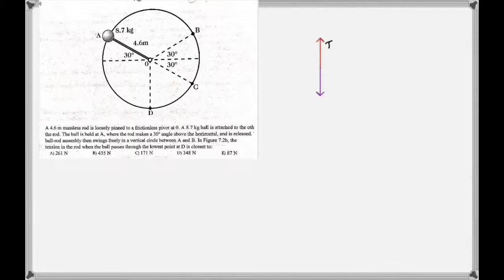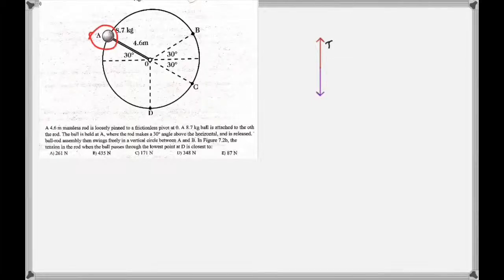In the first one, you have a 4.6 meter rod. It's a massless rod, and it's pinned to a frictionless pivot at O, and an 8.7 kilogram ball is attached to the other end. The ball is held at A, where the rod makes a 30 degree angle with the horizontal. You can see the 30-degree angle there. And then it's released. So the ball is right here.